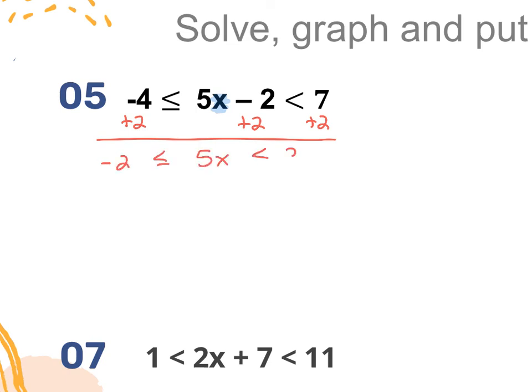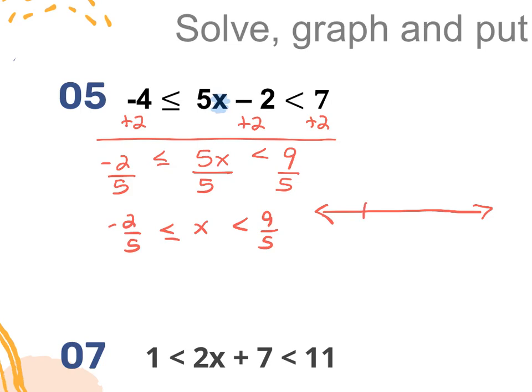And then 7 plus 2 is 9. I now need to get x by itself. So I divide all 3 pieces, left, right, and middle, by 5. So now my final answer is negative 2/5 less than or equal to x, which is less than 9 over 5. Again, I don't need to put a whole bunch of numbers on my number line. I'm going to go ahead and just make sure that I put them on here, least to greatest.